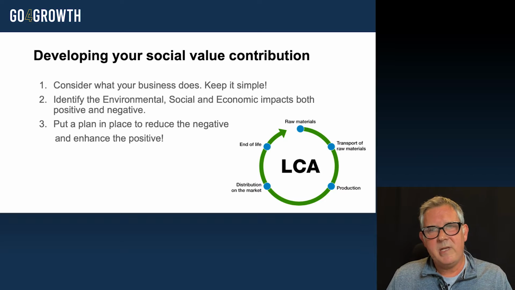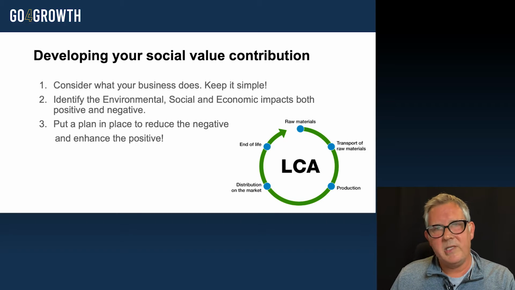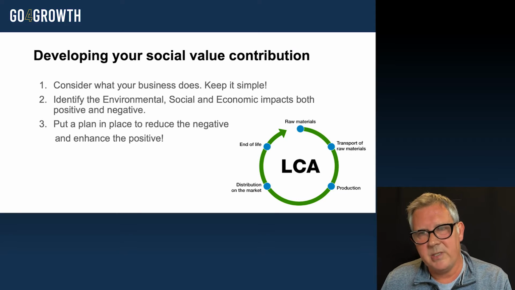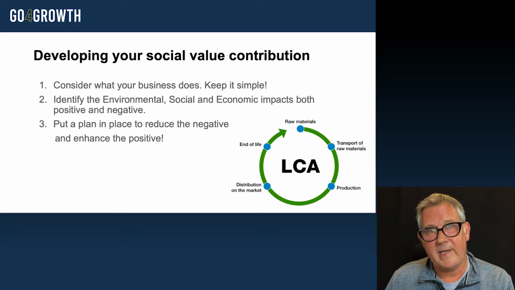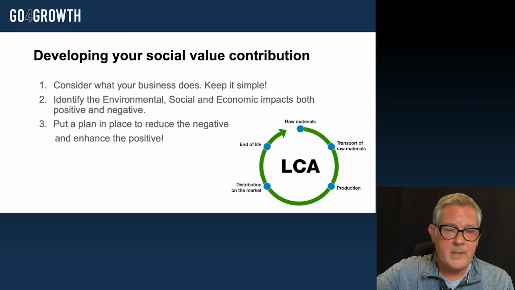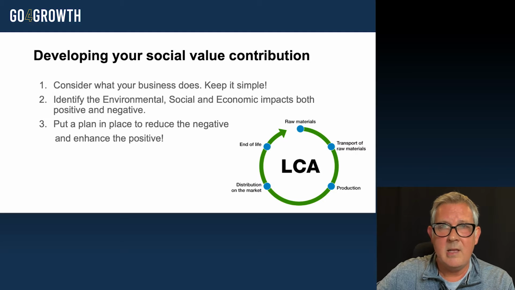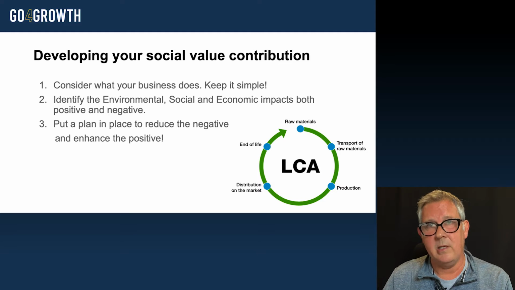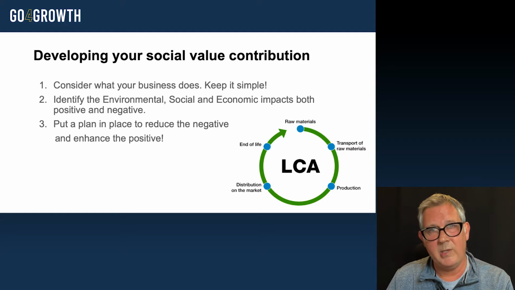So in terms of the 3-step approach, it's quite simple. The first thing is to consider what your business does. So reflecting on what the core value it brings and making sure that your social value contribution is linked to that core value. Because if it's linked to that core value, it's easier to deliver, it's easier to communicate, and staff and stakeholders can actually see that it's congruent as a response as an organisation. And we need to keep that simple.